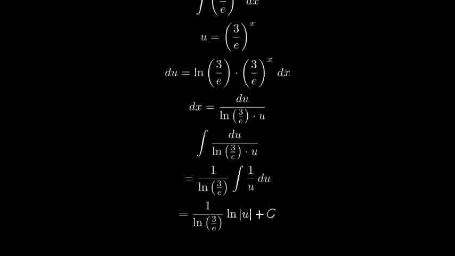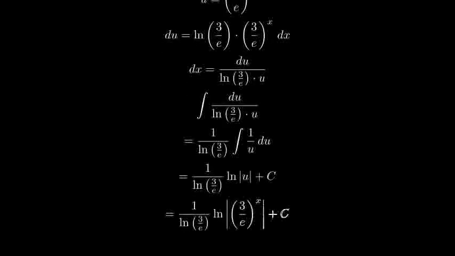We can factor out the constants, giving us 1 over the natural logarithm of 3 over e, times the integral of du over u. The integral of du over u is a standard integral, which evaluates to the natural logarithm of the absolute value of u plus a constant of integration c. Substituting back for u, we obtain our final antiderivative result.